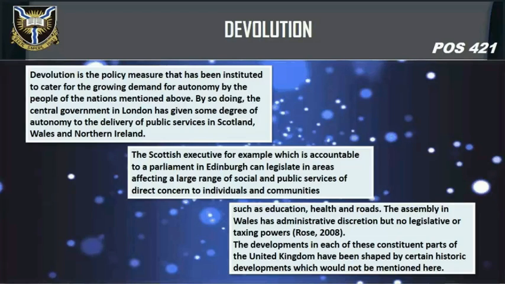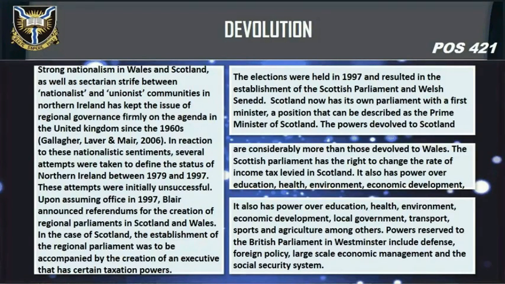The developments in each of these constituent parts of the United Kingdom have been shaped by certain historic developments, which will not be mentioned here. Strong nationalism in Wales and Scotland, as well as sectarian strife between nationalist and unionist communities in Northern Ireland, has kept the issue of regional governance firmly on the agenda in the United Kingdom since the 1960s. In reaction to this nationalistic sentiment, several attempts were made to define the status of Northern Ireland between 1979 and 1997. These attempts were initially unsuccessful.